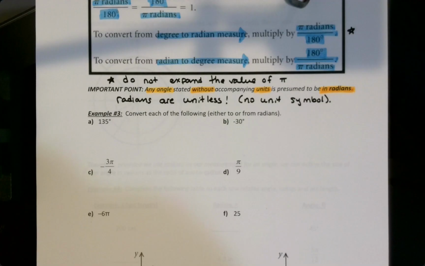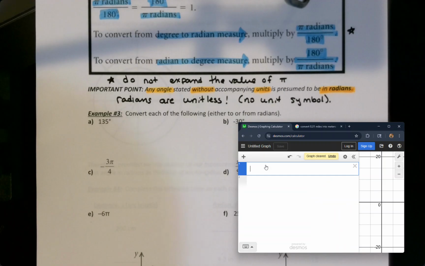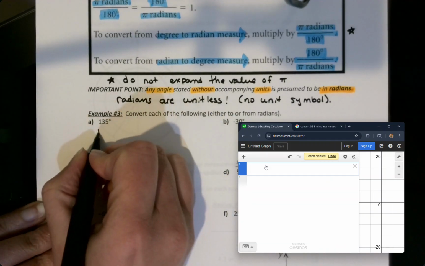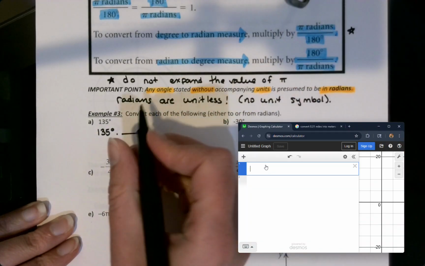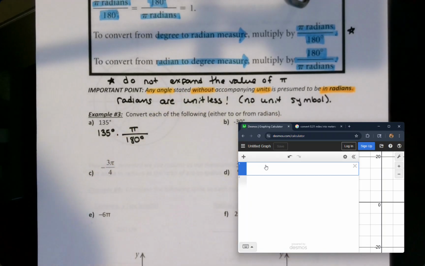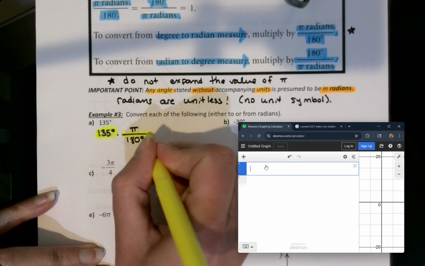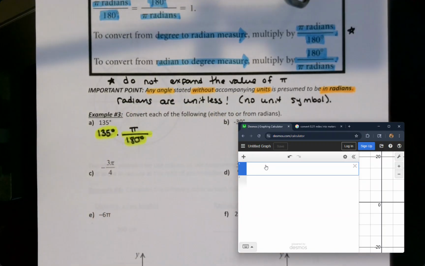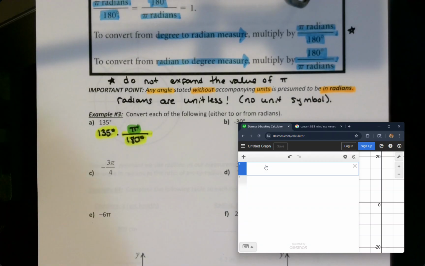Okay, so let me get a calculator. I'm going to clear this one here. And we're going to convert 135 degrees into radians. So I'm going to multiply this by pi radians over 180 degrees. On the calculator, I'm going to type in 135 degrees divided by the 180 degrees. I'm not going to type the pi. I'm going to save that for the by hand portion so I can leave it in terms of pi.